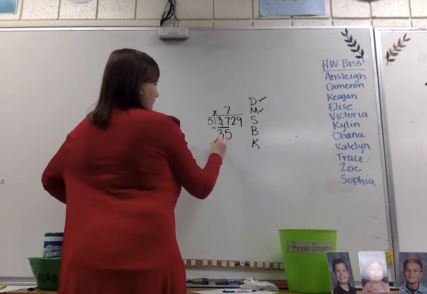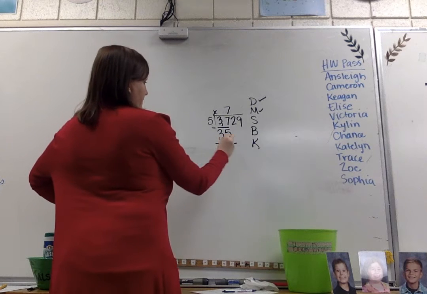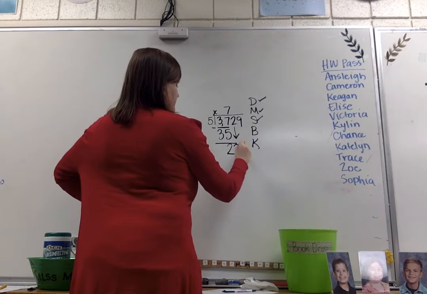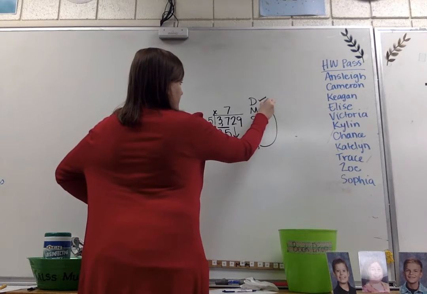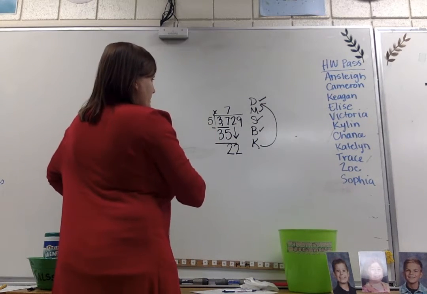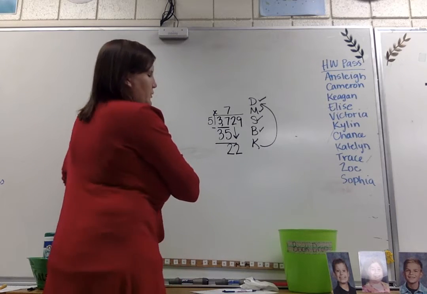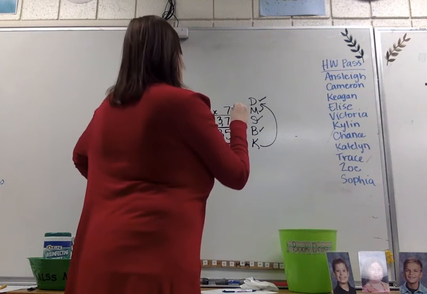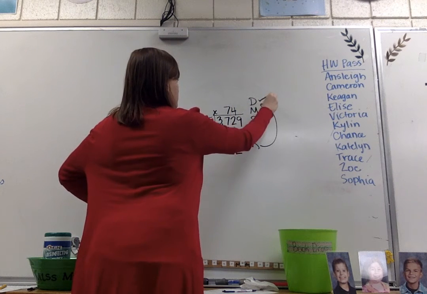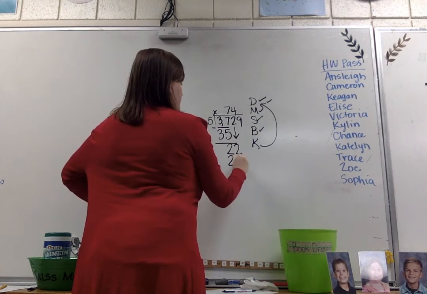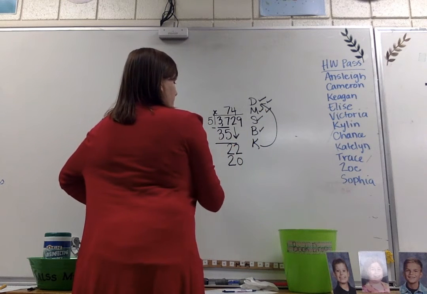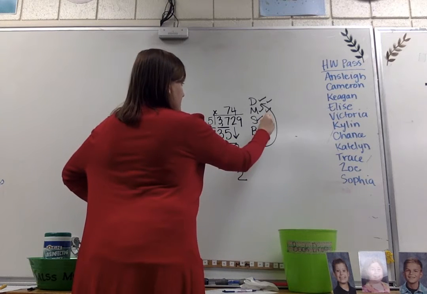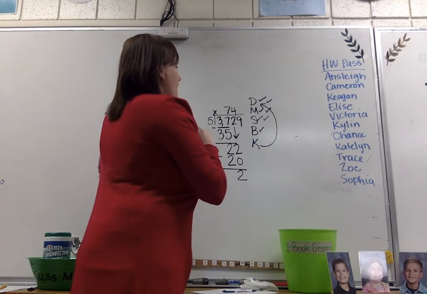S tells me to subtract. 37 minus 35 would equal 2. B tells me to bring down. K tells me keep going, starting at the beginning. So now I have to divide 5 into 22. So I have to think of what times 5 gets me close to 22, and that is going to be 4. 5 times 4 is a product of 20. 22 minus 20 would be a difference of 2.